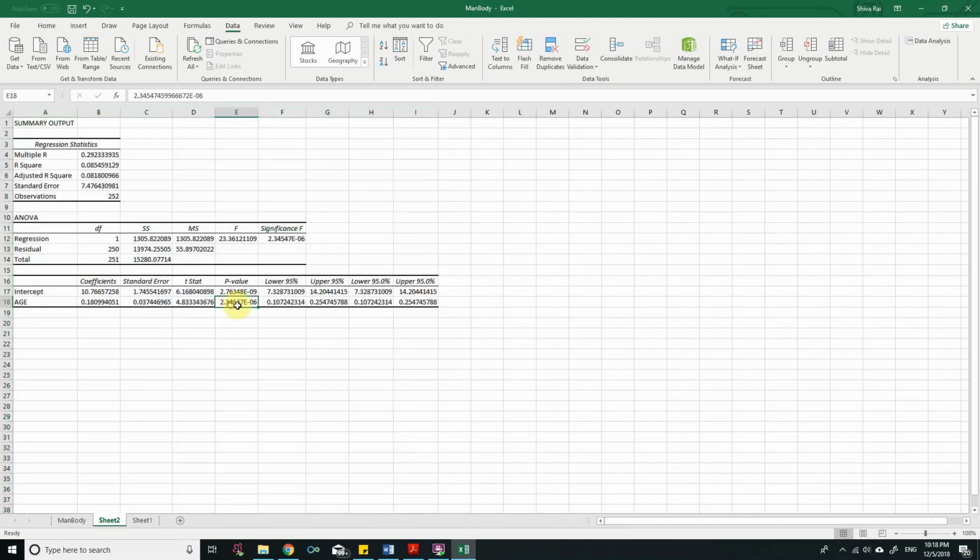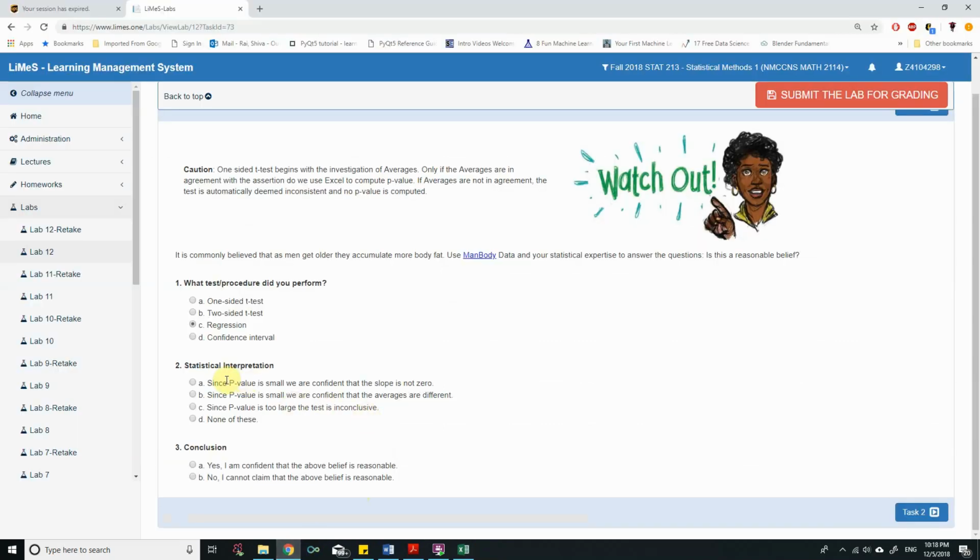The p-value is this one, which is very small, 2.34 to the power -6. So that's a very small p-value. So since the p-value is small, we are confident that the slope is not 0. That would be an appropriate thing.